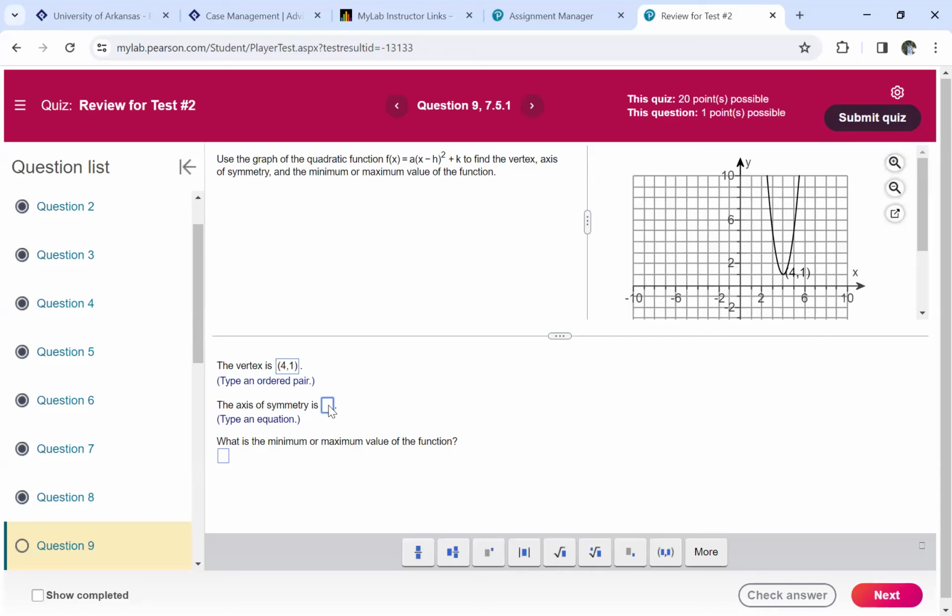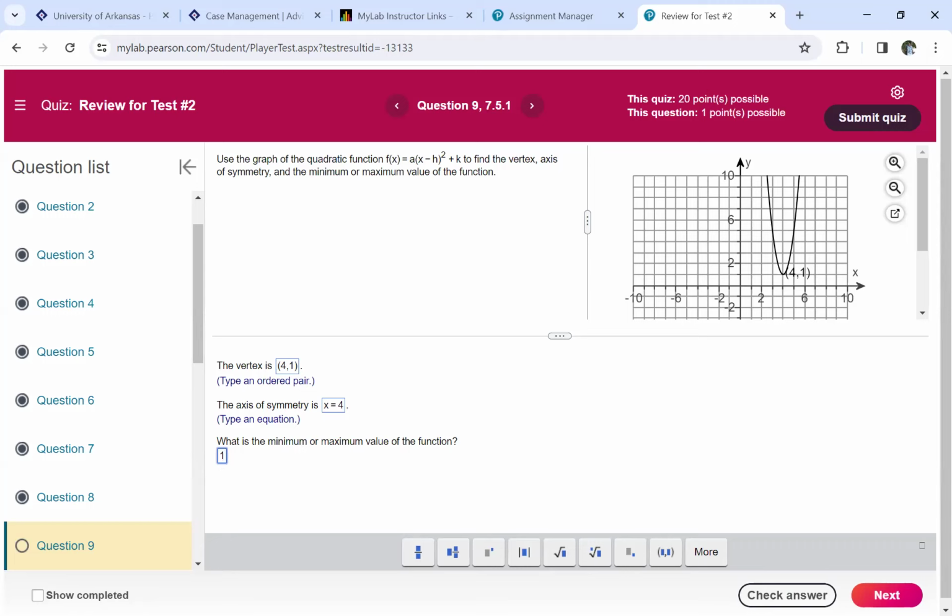See what they got? Type an equation. So that's going to be x equals. And y'all remember, the axis of symmetry is equal to the x value of that vertex. So since the x value is 4, the axis of symmetry will be x equals 4. And then it says, what is the minimum or maximum value? That's equal to the y value of the vertex, which is 1. So remember, the x value is the symmetry line. The y value is your min or max value, okay?